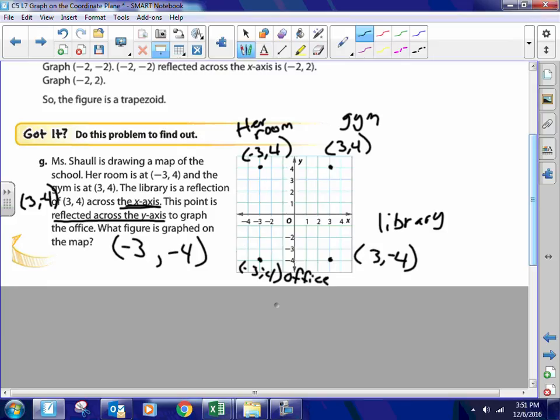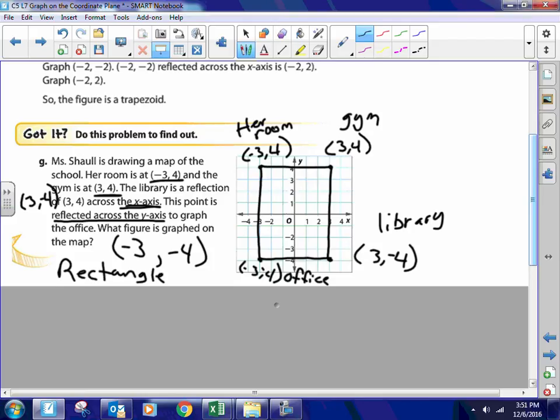Now it says, what figure is graphed on the map? We start at the point that she started at. We start at this point, and then go to this point. So we go -3, 4 to 3, 4. We go down to 3, -4, and then we go over to -3, -4, and back up to our original point. Then it asks, what figure is that? That is a rectangle.